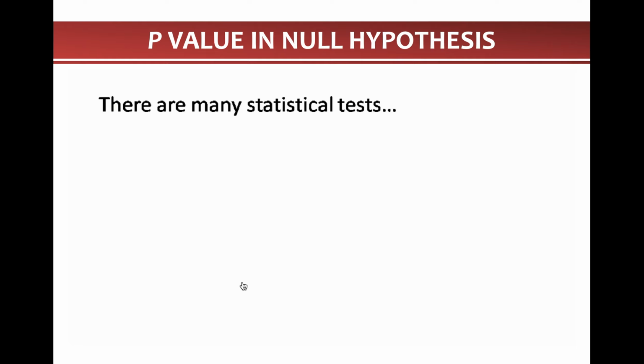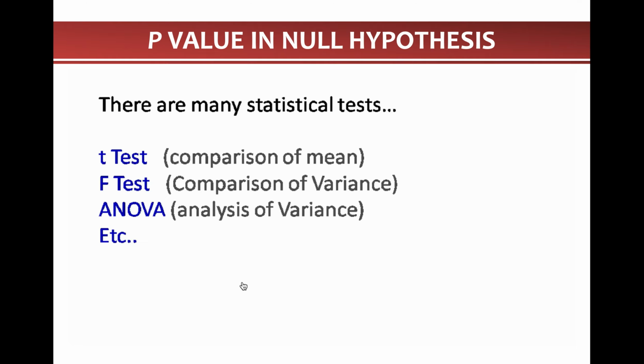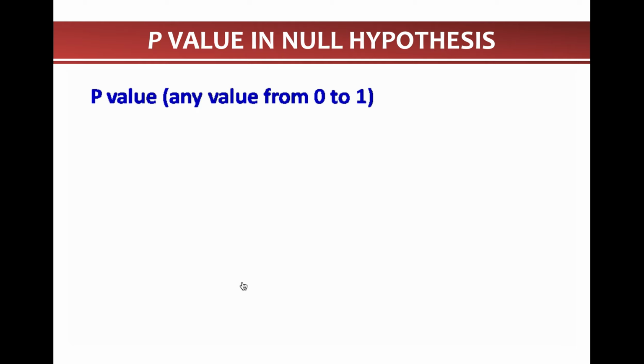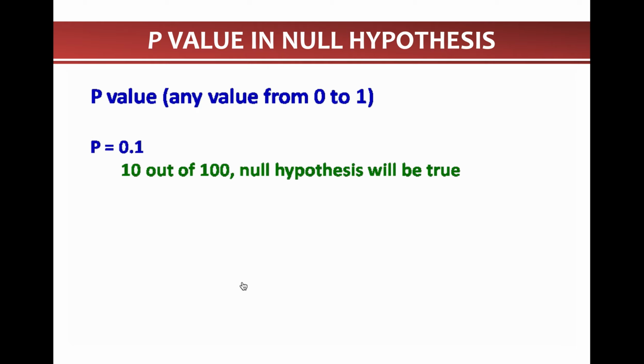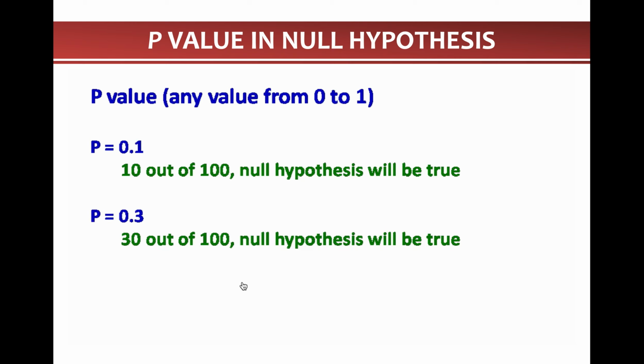Now there are many statistical tests, for example t-test, F-test, ANOVA, etc. And the final result of each test is judged on the basis of the p-value obtained. The p-value can take any value from 0 to 1. Let's say the p-value is 0.1. This means if I repeat an experiment 100 times, 10 out of 100 times the null hypothesis will be true. Let's say the p-value is 0.3. This means if I repeat the experiment 100 times, 30 out of 100 times the null hypothesis is going to be true.